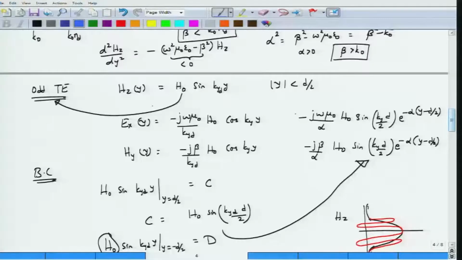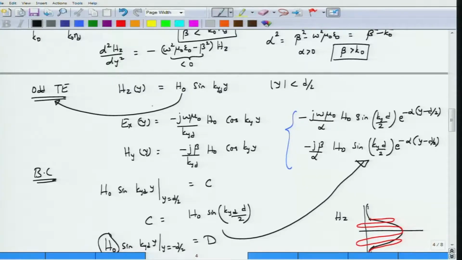Let me close this discussion on dielectric waveguides. I have not written down the expressions here for y less than minus d by 2. I will leave that as an exercise for you. So you write down the expressions for y less than minus d by 2. The solution for even TE would not change. Sorry, I wrote down the expressions as even TE, but I was talking in terms of odd TE.